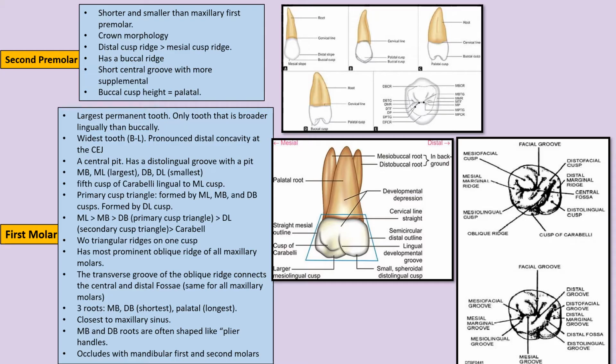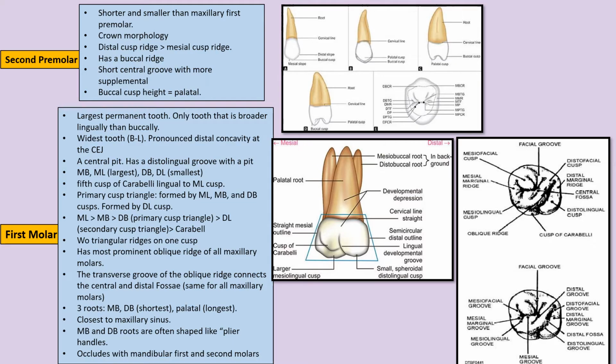The most prominent oblique ridge on the maxillary molars is on the maxillary first molar. The transverse group of the oblique ridge connects the central and the distal fossa. 3 roots: mesiobuccal, distobuccal and palatal, where distobuccal is shortest and palatal is the longest root. And we know the palatal root can be very close to the maxillary sinus. You have to be careful while doing extraction because you can easily make an opening into the sinus. The mesiobuccal and distobuccal roots are like plier handles, divergent, and the palatal root is banana shaped.